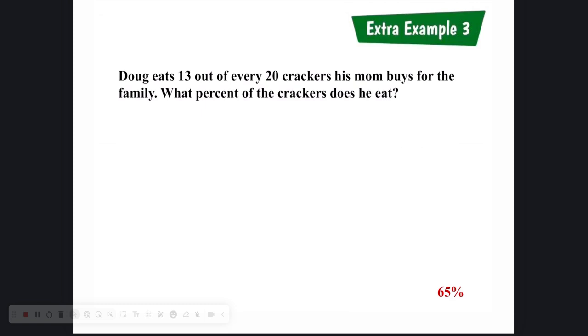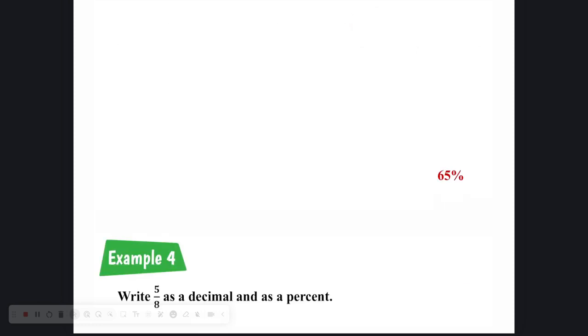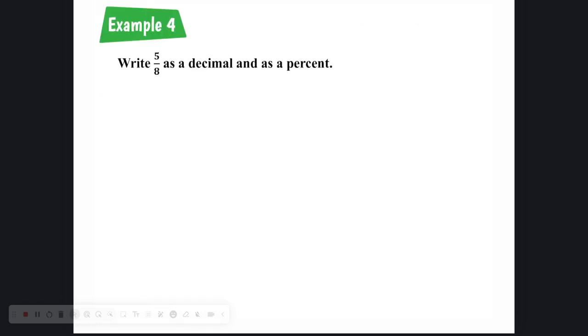The answer to this problem is, Doug eats 65% of the crackers. Example 4. We'll do this problem together. Write 5/8 as a decimal and as a percent.